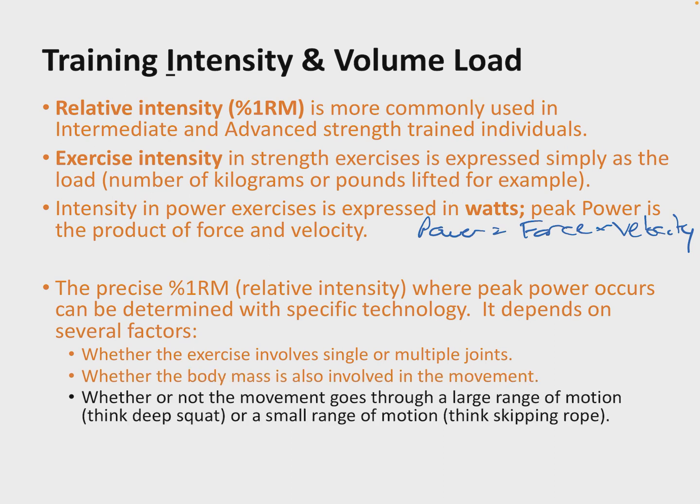Also needs to be considered whether or not the movement goes through a large range of motion, i.e. a deep squat, and I jumped out of that position, or even a quarter squat, or a small range of motion. So thinking skipping rope. So sometimes it's hard to say where the percent rep max or where peak power occurs because of those 3 factors. And then the 4th factor is whether the movement is ballistic or non-ballistic.